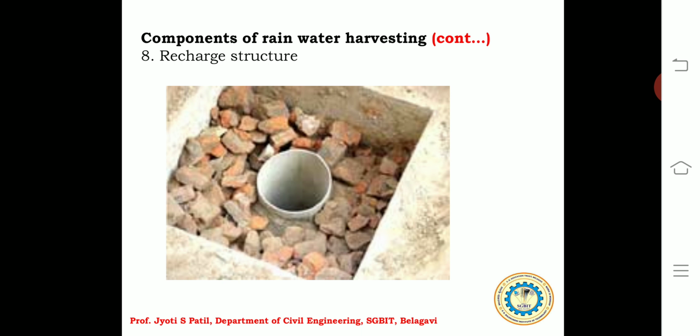This is the image of soak pits, and apart from that we also have recharge trenches, recharge troughs, and modified injection wells, by which we can recharge the groundwater. These are called recharge structures. These all are the components of rainwater harvesting.